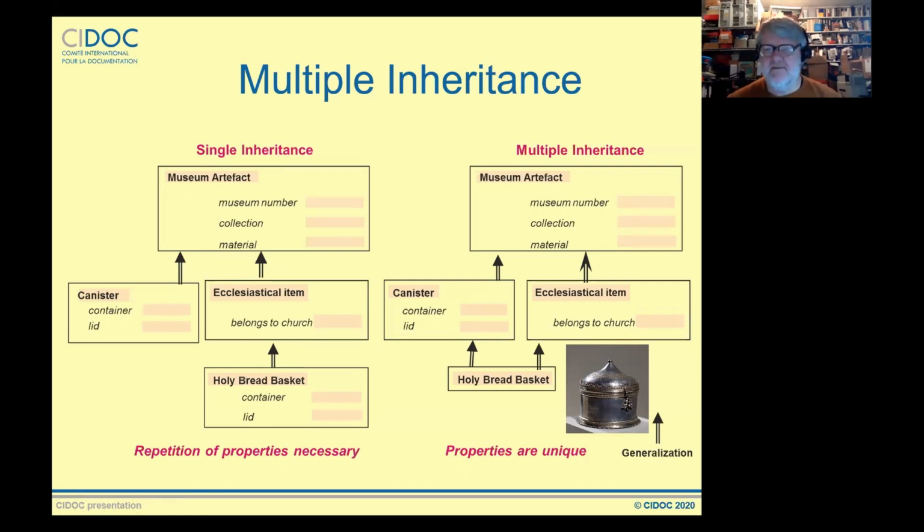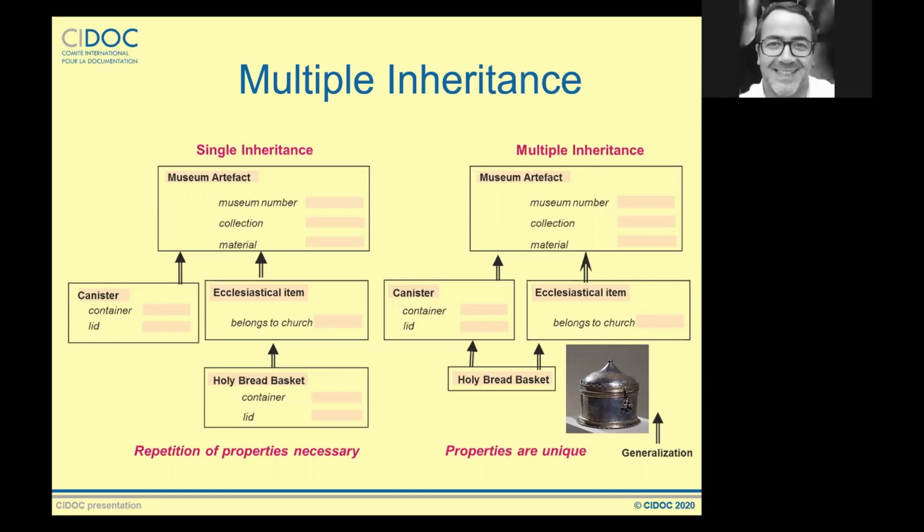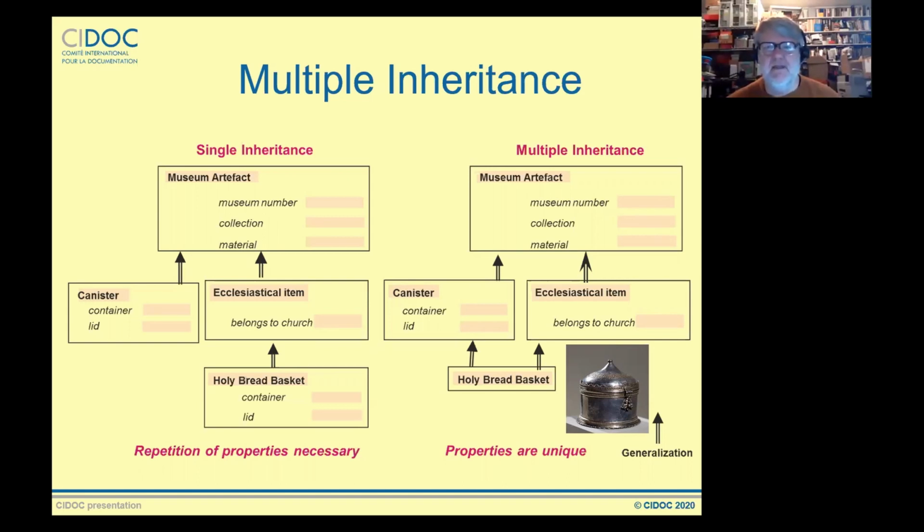So they have an extra set of properties. And we also have ecclesiastical items which belong to a church. And if we only have single inheritance, if we have a holy bread basket, it belongs to a church, but it also has a container and lid. And this makes life very difficult when we come to querying, because I have to know all of the places which could have a container and lid if I want to write a query to find all of the objects which have containers and lids. So that makes life quite difficult, because I've got to know everything in quite a lot of detail.